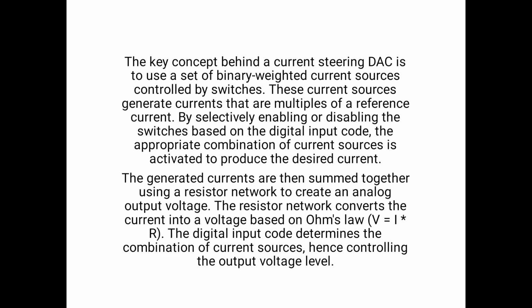The resistor network converts the current into a voltage based on Ohm's law, V equals I into R. The digital input code determines the combination of current sources, hence controlling the output voltage level.